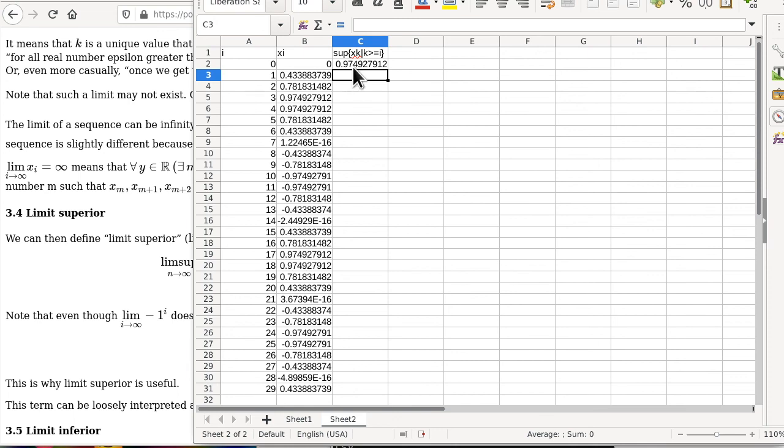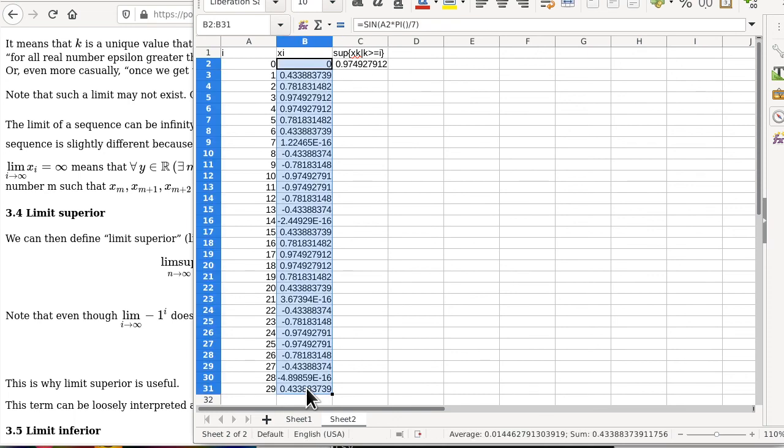Okay, so this number is the maximum of this entire range of values. Is it obvious that 0.974 is the maximum over this entire range? We got it over here, right? And we don't see anything larger than that. It is repeating over here because we're looking at sine. So that's kind of obvious, right?